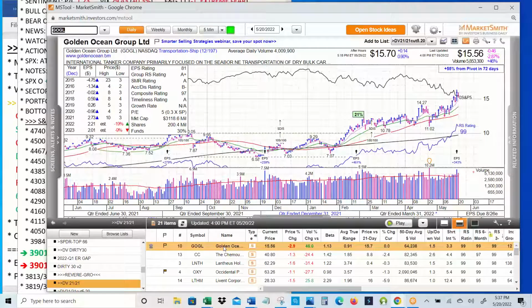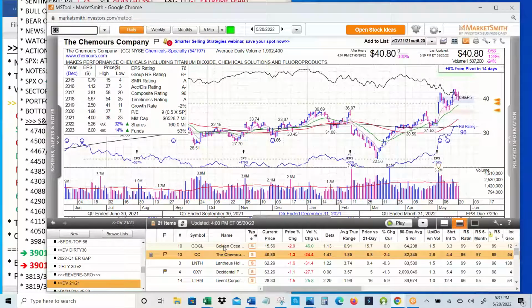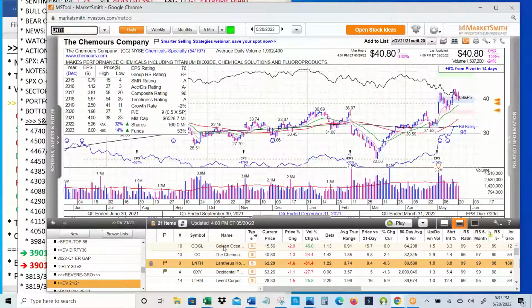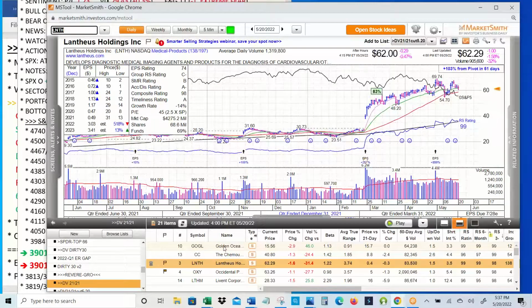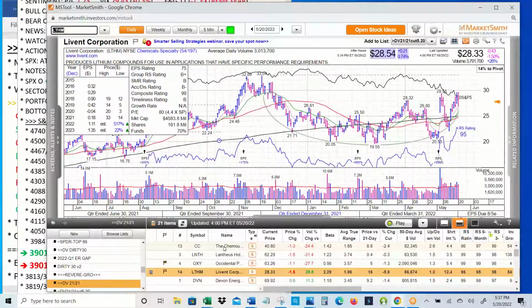Near all-time highs, this is a shipping stock. The shipping stocks have been holding up extremely well with relative strength and good fundamentals. CC, here's another chemical company holding above its breakout level. LNTH, a medical product company. This has been just showing great relative strength since its gap up 2 earnings reports ago, holding above its moving averages. Occidental, one of the strongest oil stocks, held to 21.